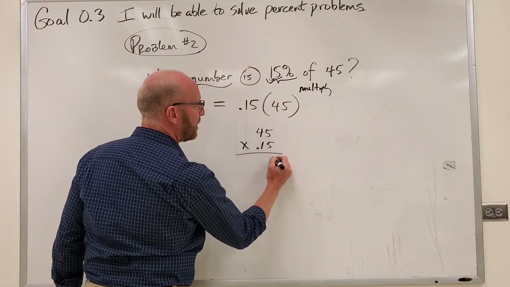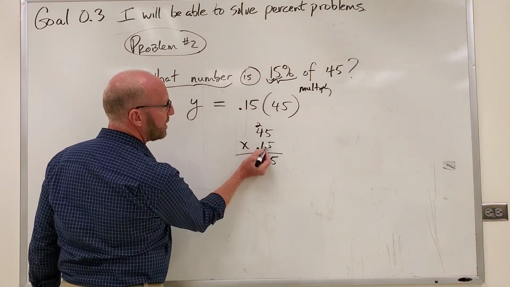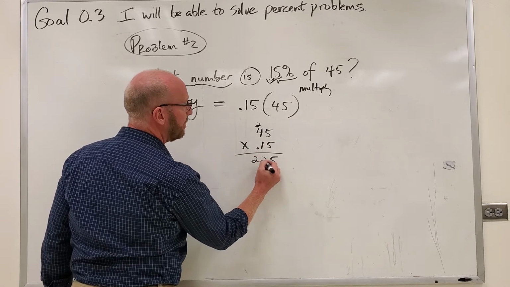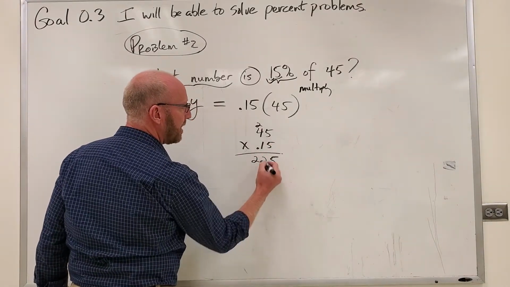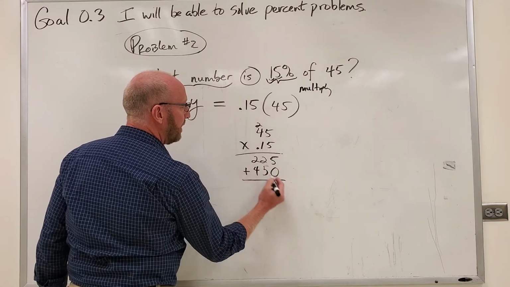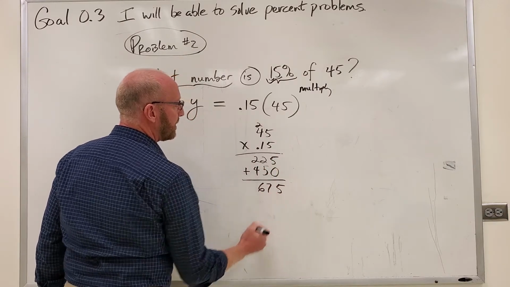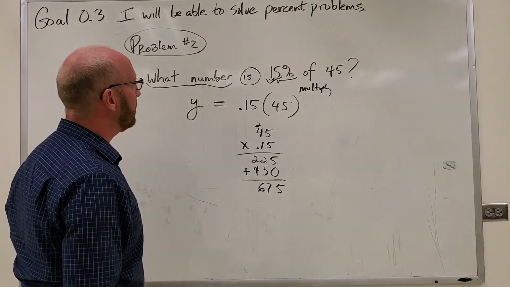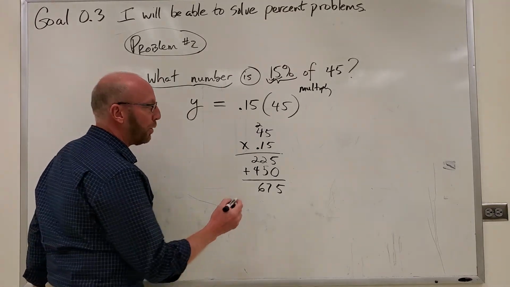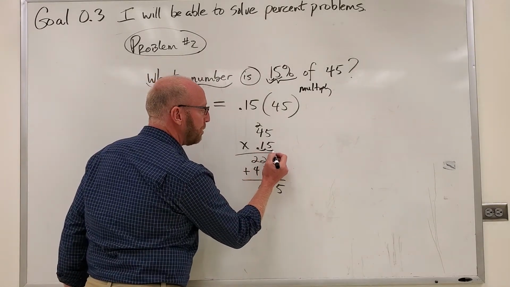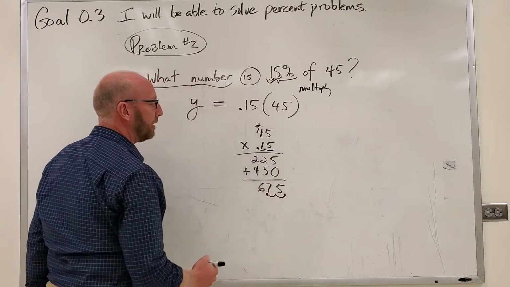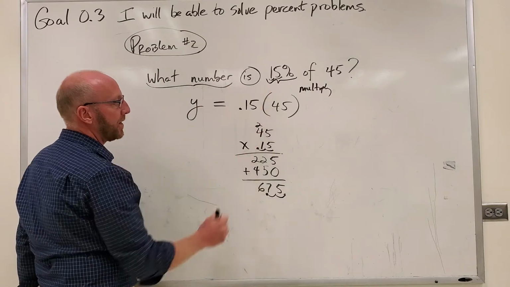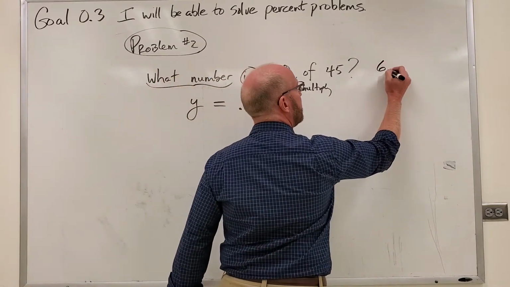5 times 5 is 25, carry the 2. 20 plus 2 is 22. Bring a 0 down for a place value. 1 times 5 is 5, 1 times 4 is 4. Add this up, 5, 7, 6. And then how many decimal points do I have? I have 2 decimal places right here, so I need to move 2 decimal places. What number is 15% of 45? The answer is 6.75.